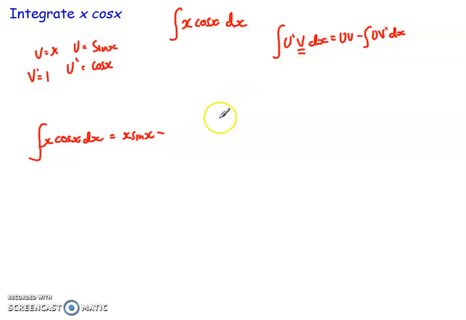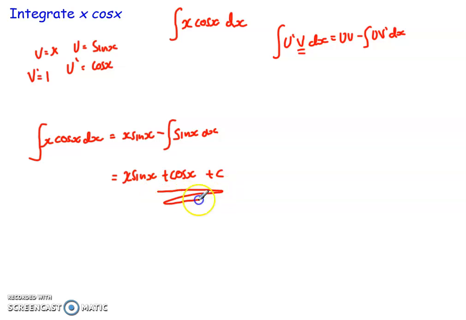We then want to take away the integral of u times v dashed. Well, u is sin x, v dashed is 1, so that is then minus the integral of sin x dx. What I now have to do is calculate this integral here, and I'm then done. So that's going to equal x sin x minus the integral of sin x. Well, the integral of sin x is minus cos x, so that turns the minus into a minus minus, which is a plus. So I've then got plus cos x plus a constant of integration c. So that's me integrated that function.